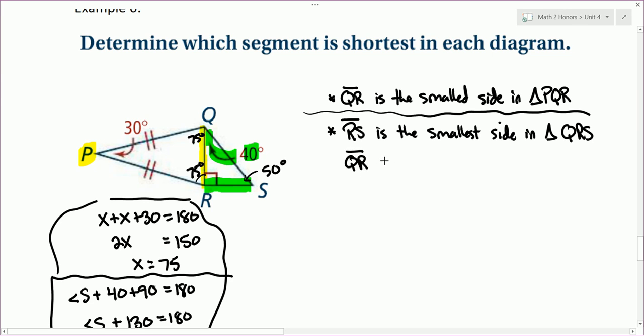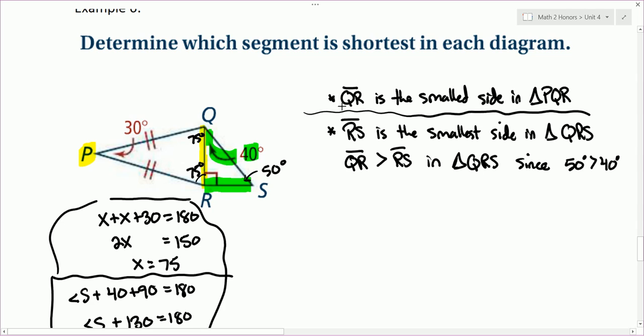QR, it's not the largest side, it's opposite 50 degrees, so QR is greater than RS in triangle QRS, since the angles opposite them in that one triangle, so we're only looking at the triangle on the right-hand side, since 50 degrees is greater than 40 degrees. And so that's our comparison.